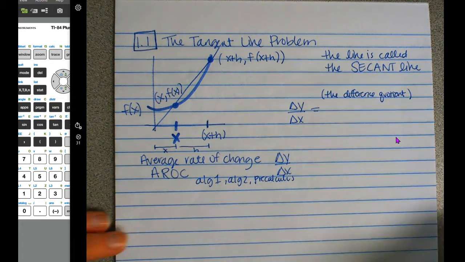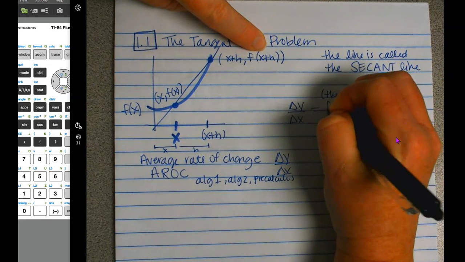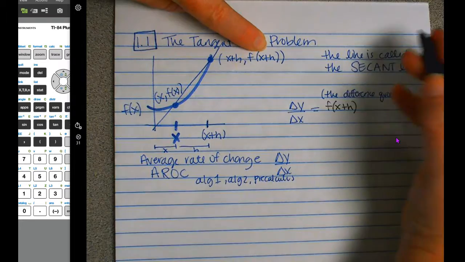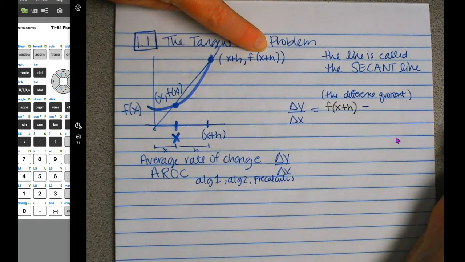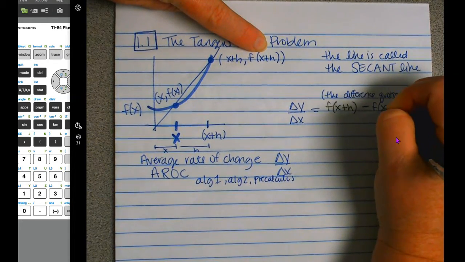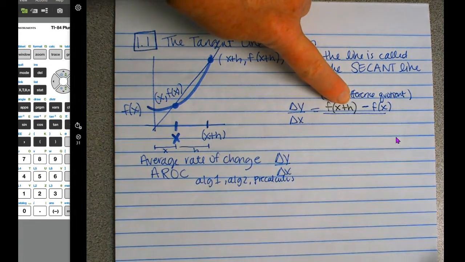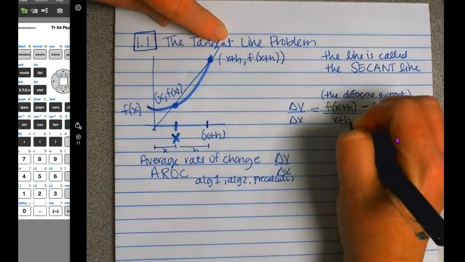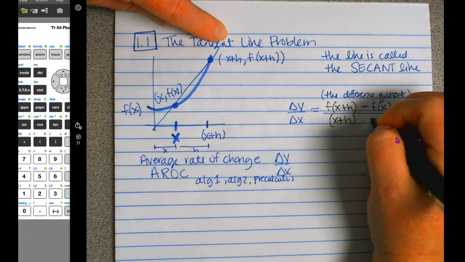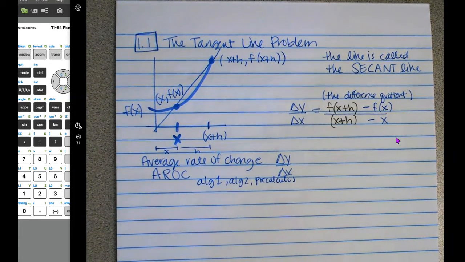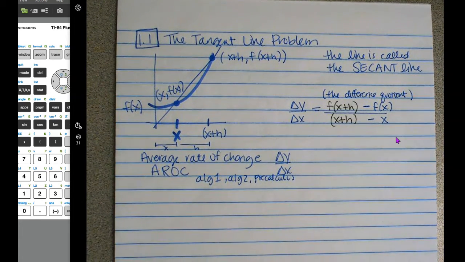Okay, so I'm going to subtract the y's. I'm going to do this like we did last year. I'm going to start with this one so it'll look like what we did last year. f of x plus h minus the other y value, f of x, all over the x value that goes with this y. So I'm going to call it x plus h minus x.